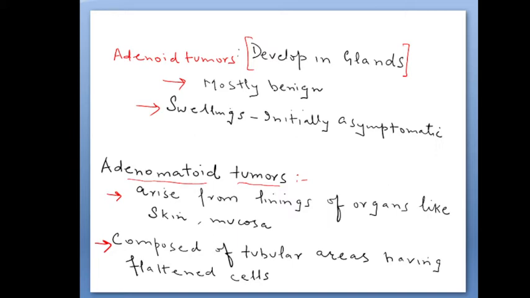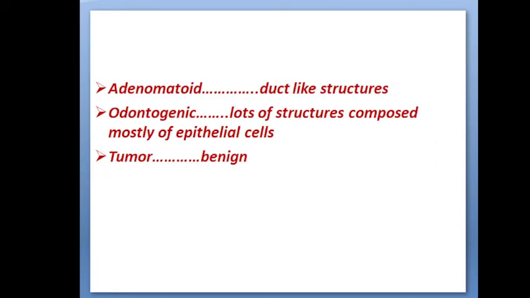Whereas the term adenomatoid tumor indicates that the tumor arises in non-glandular structures, mostly from skin, mucosa, or genital organs. Histopathologically, they are composed of tubular areas having flattened cells. Now, the term adenomatoid reveals duct-like structures in non-glandular organs.